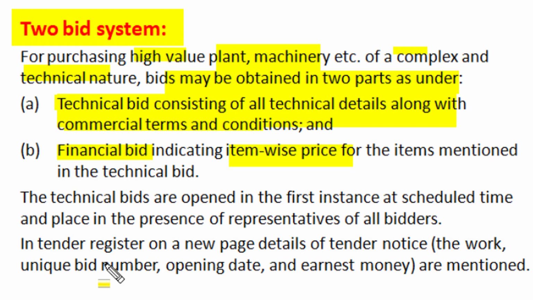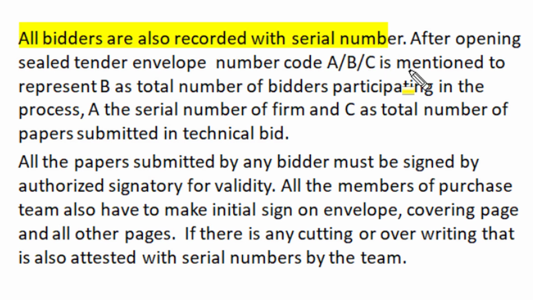So in this two bid system, technical bids are opened in the first instance at the scheduled time and place in the presence of representatives of bidders, and a tender register is started on a new page. Details of the tender notice, including the title of work, unique bid number, opening date, earnest money and requirements of the tender, are all mentioned. All bidders are recorded with serial numbers 1, 2, 3, 4, and after opening their sealed tender envelope, a number code A oblique B oblique C is marked on that envelope. B represents the total number of bidders participating in that tender process, A is the serial number allotted to that particular firm, and C is the total number of pages or papers submitted by a bidder in the technical bid.